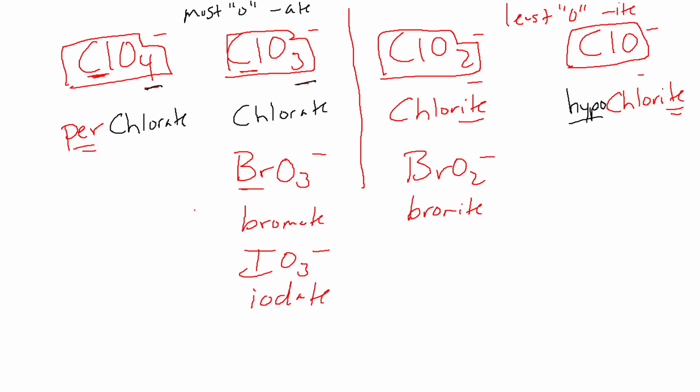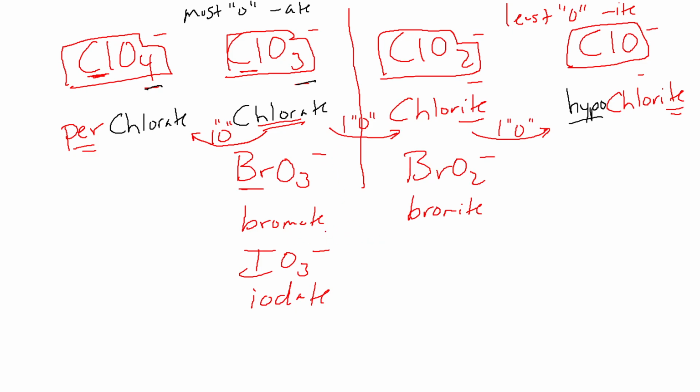Now, what happens if you wanted to adjust? Well, again, whichever one you want to remember, if you started to remember this guy, the ate, and you need 1 more oxygen, that gets you to the perchlorate. 1 less oxygen gets you to the chlorite. 1 more less oxygen after that gets you to the hypochlorite.